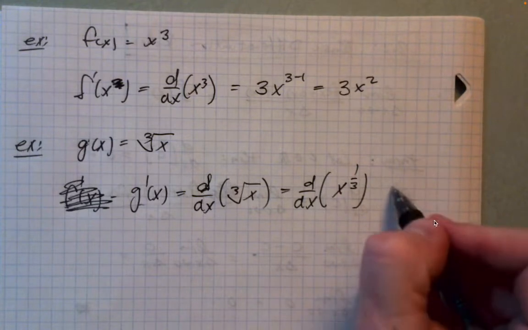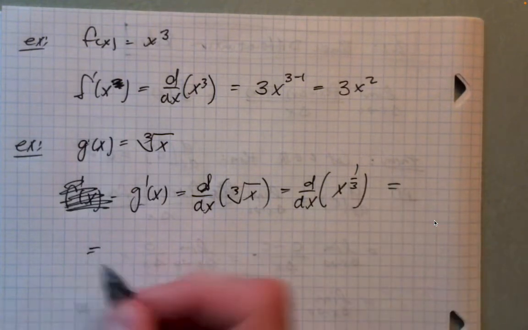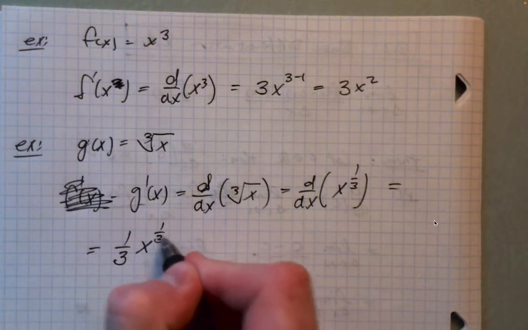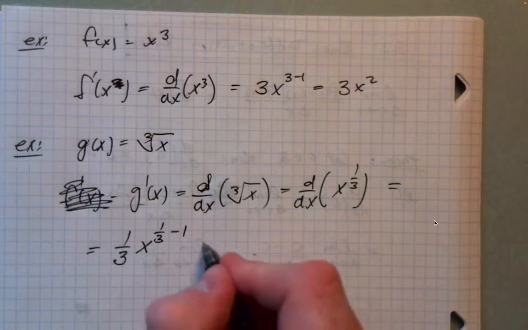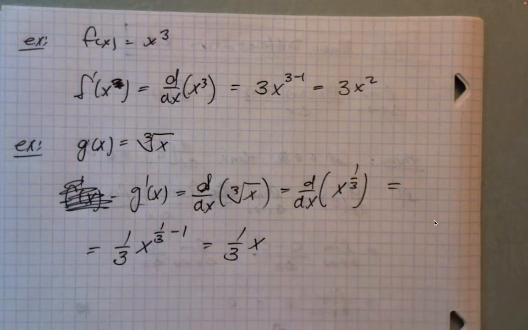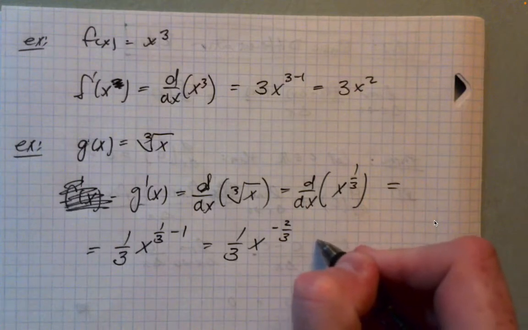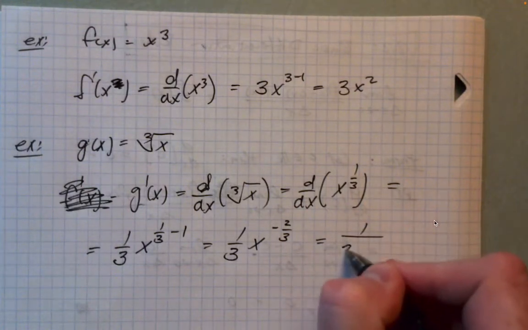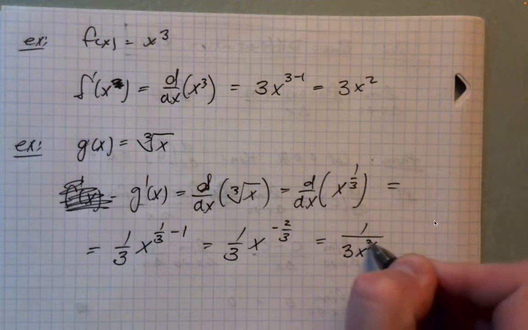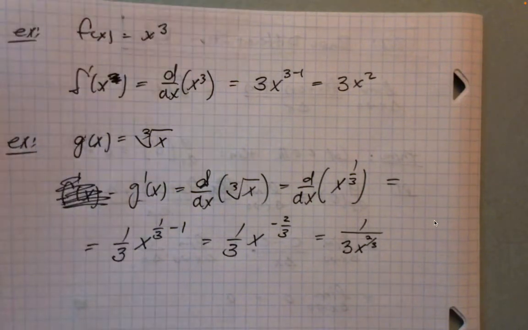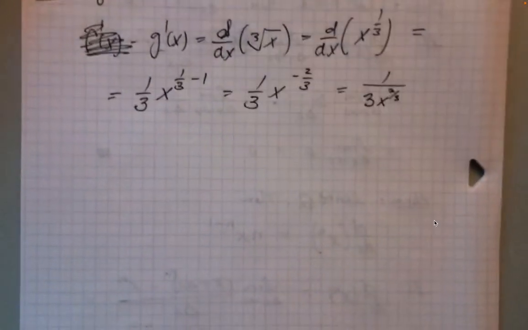Okay, so then we can just apply the formula, and so we'll see that it's 1/3 times x to the 1/3 minus 1, which gets us 1/3 x, and then a third minus 1 would be -2/3. Okay. And so we can clean this up a bit. This would be better written as 1 over 3x to the 2/3 power. That's the derivative in this case of the cube root of x. Okay. Very good.